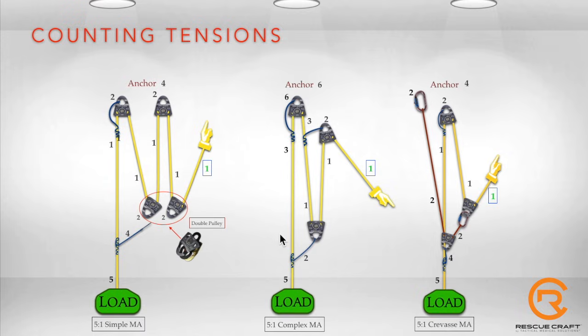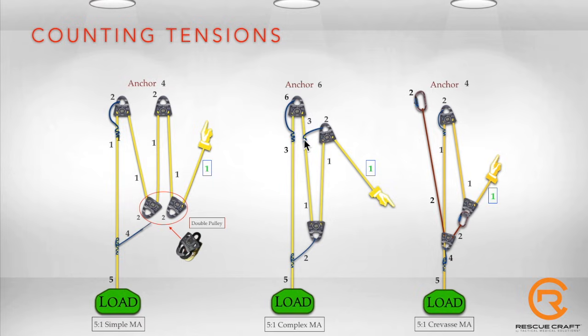Now we're going to look at another 5-to-1. This is a 5-to-1 complex, which we use quite a bit. Once again, we are pulling against the anchor, so we know what to expect, a higher number up here. So when we start there, we start with a 1. 1 comes in, 1 comes out, 2 is left here. So 2 is sitting on that prusik right now. 1 comes down, 1 comes out. 2 is sitting on this prusik.